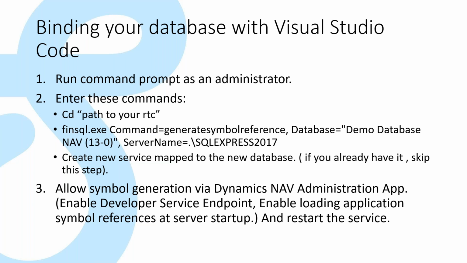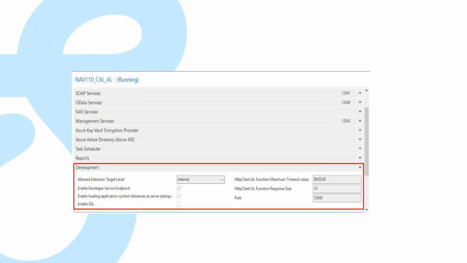And in order to be able to bind your database to Visual Studio Code, you have to do one more thing. You have to allow symbol generation via Dynamics NAV administration app. And after this, you will have to restart the service. So in order to change the settings to allow the symbol generation, just go to your administration app and select your service instance that is running.